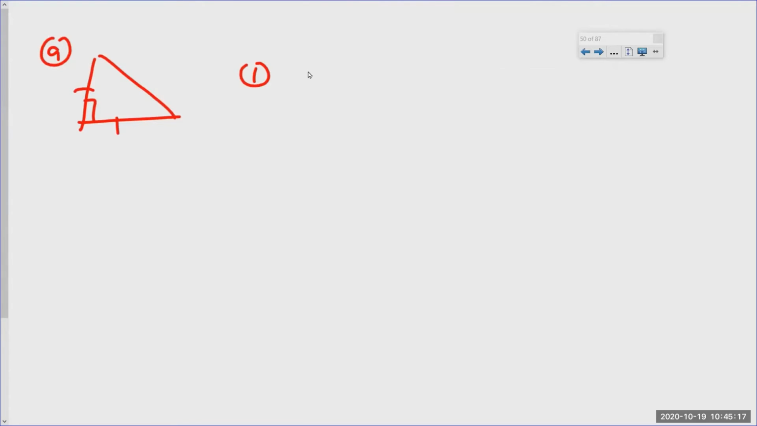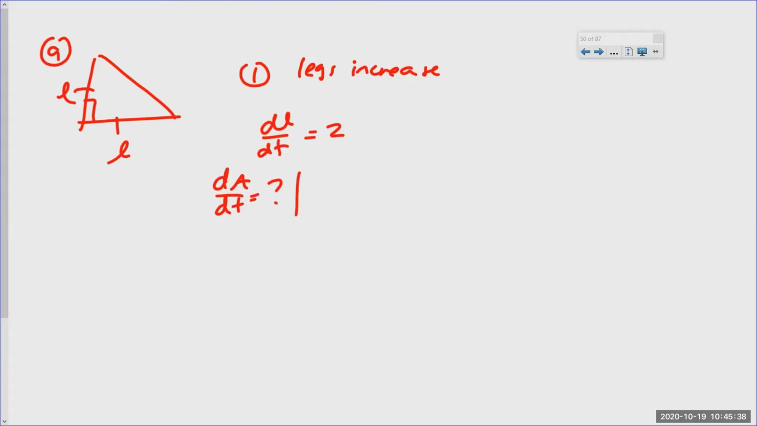I actually don't know what you're trying to find. Was it like a rate? Okay. At what rate was the area of the triangle changing? Okay. So when the leg was 1 meter long, is that what it was? Okay. All right. So this is Karina's problem.